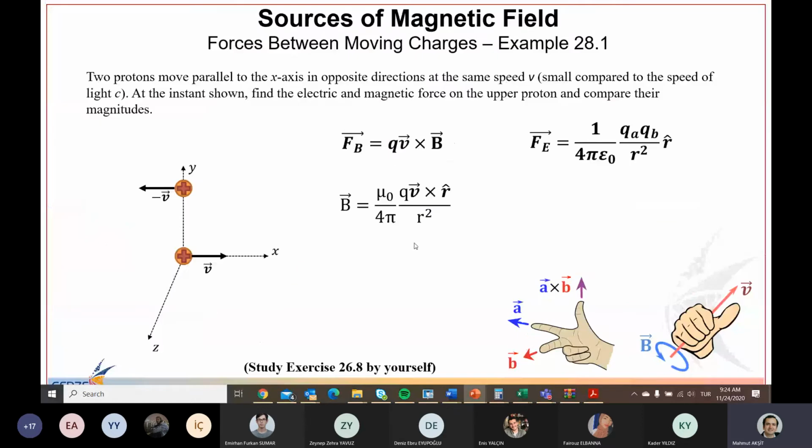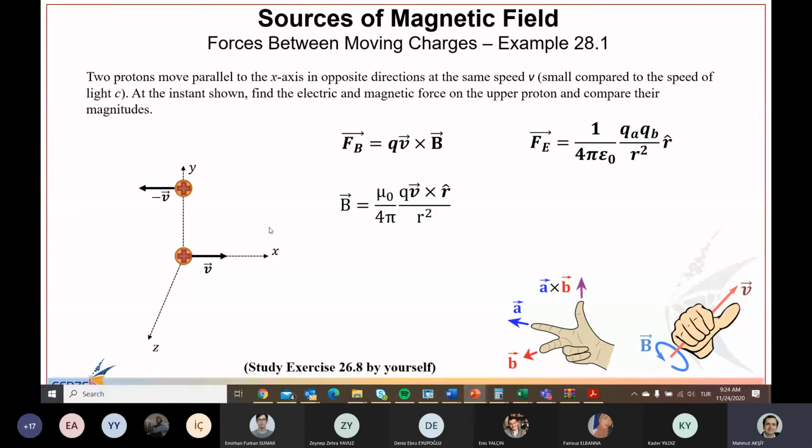There are two protons moving parallel to the x-axis in opposite directions at the same speed v. At the instant shown, find the electric and magnetic force on the upper proton and compare their magnitudes. So each of them will apply a magnetic field. The bottom one, for example, the force will be qvB.